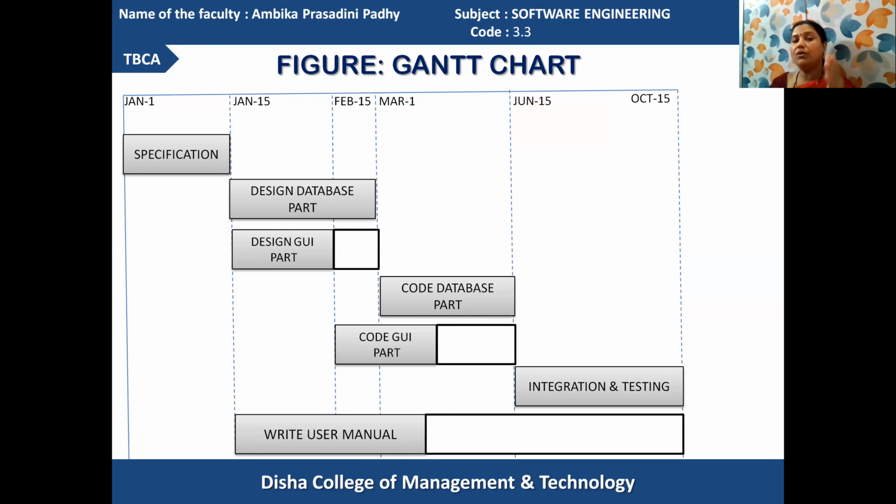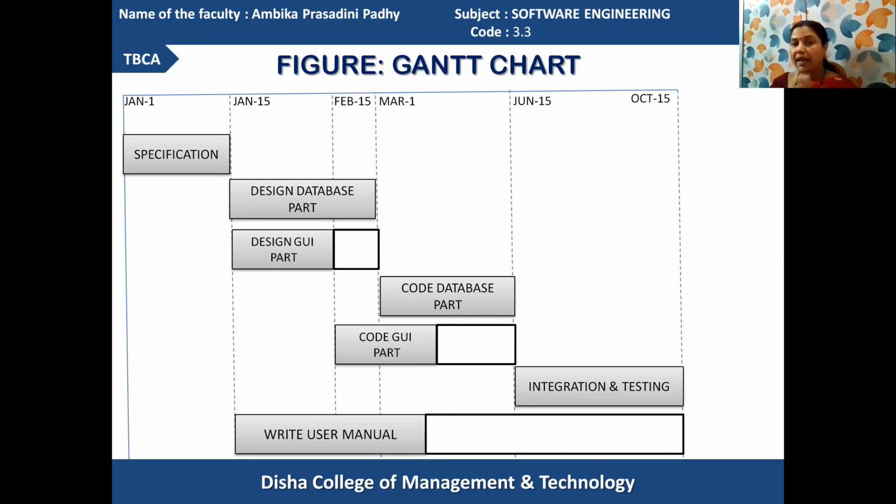When your design database is over, the next timeline for March 1 specifies the job to be started for code database. Got it? That code database lasts long, for 105 days. So it will carry 105 days to use. The next timeline starts from June 15 to October 15 for performing the integration and testing activities. Got it? The integration and testing requires 120 days to use.